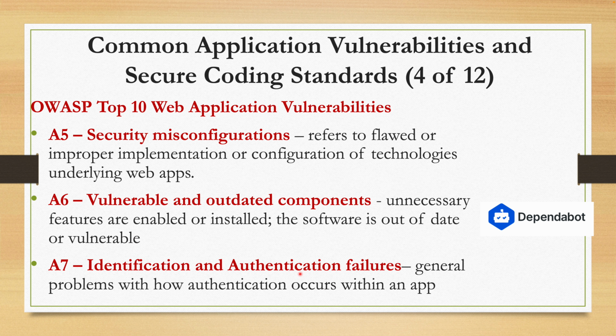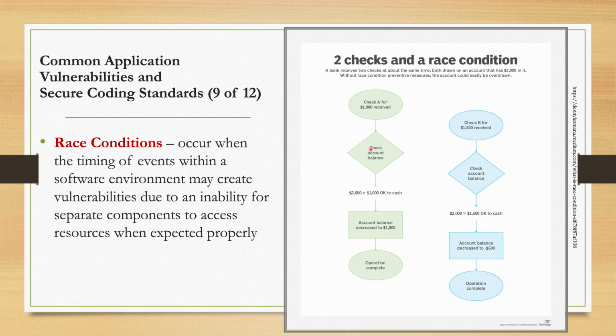If you look at the screen over here, you get check A for 1,000 and check B for 1,500. The bank received both checks at about the same time, and both were drawn on an account that has only 2,000 in it. Without race condition preventive measures, the account could easily be overdrawn, and you will end up with the account balance decreased to minus 500 here.